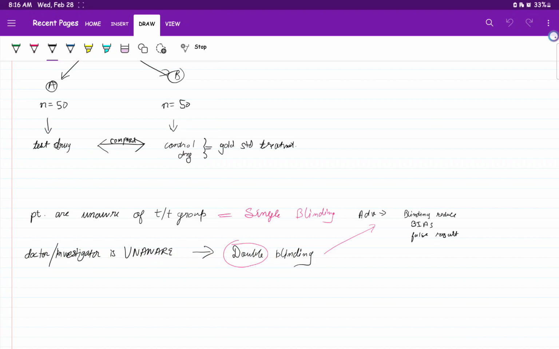Patients are unaware of treatment group. It is called single blinding. When doctors are also unaware about the treatment, it is called double blinding. Blinding reduces the bias, means false results.